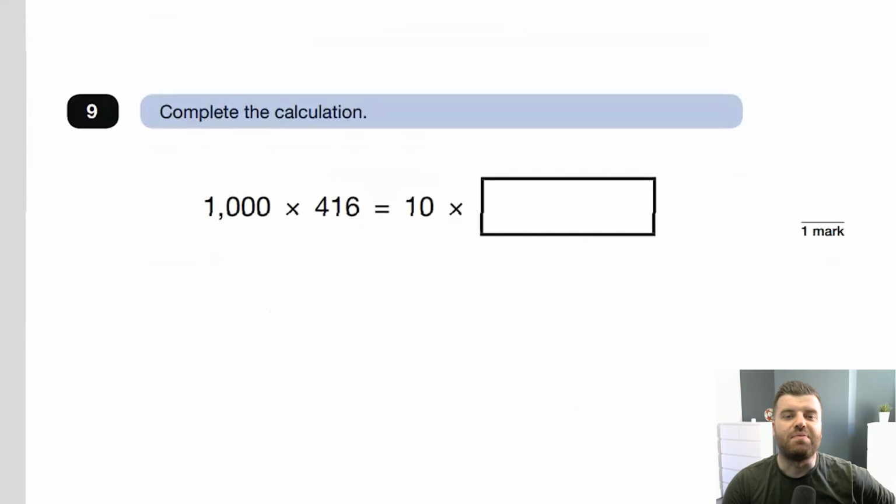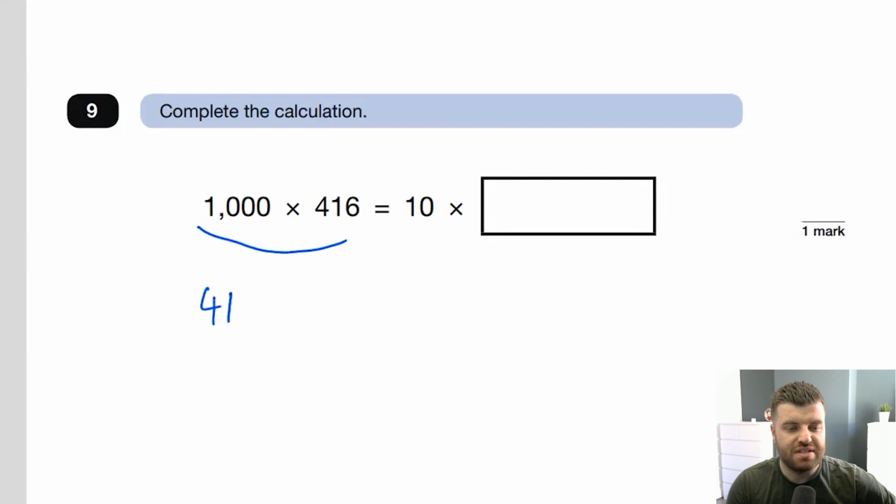Question 9. Complete the calculation. 1,000 multiplied by 416 is the same as 10 multiplied by what? Let's just work this side out first. 416 multiplied by 1,000, we're going to put in our 3 placeholders. So 10 times something has to equal this.